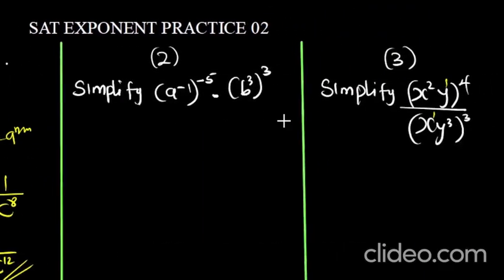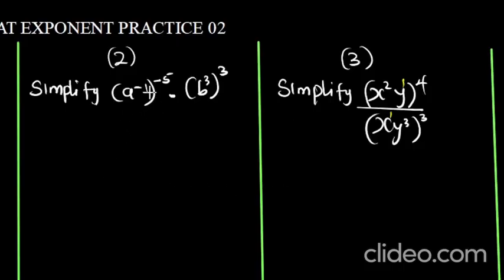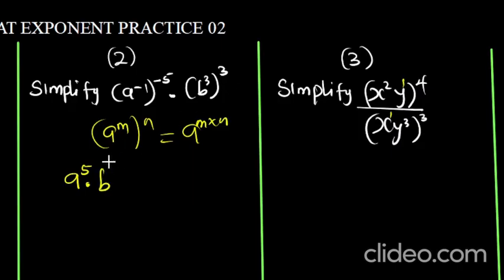Then for number 2, a to the power of negative 1, all to the power of this. Okay, same thing, a to the power of m, all to the power of n, is equal to a to the power of m times n. So this one is now a to the power of negative 1 times 5, and negative 5 is... then this is b to the power of 9. So that's it, b to the power of 9. Okay, yeah, so that is it.